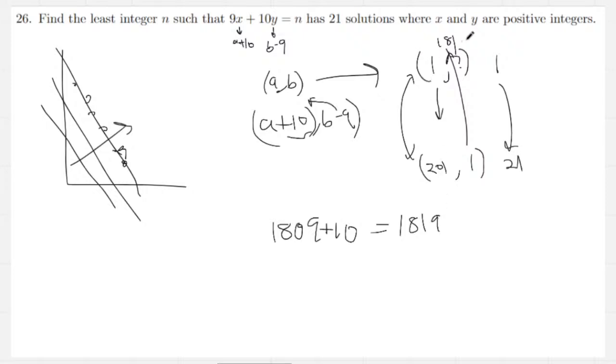And we can actually just plug in the other point as well, and it gives us the same value, thus confirming that this is the smallest. And if you want to really be safe, just check n equals 1818, and you can find the number of solutions, and it'll be 20.